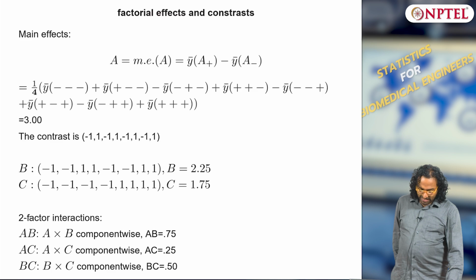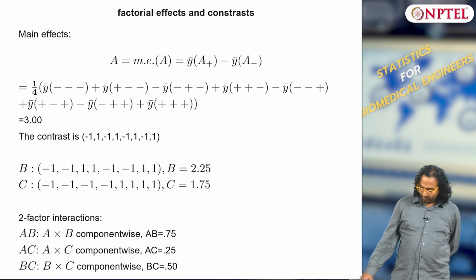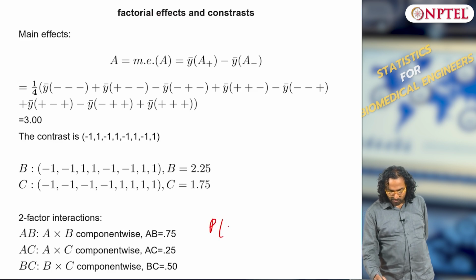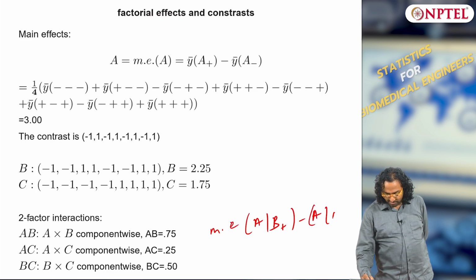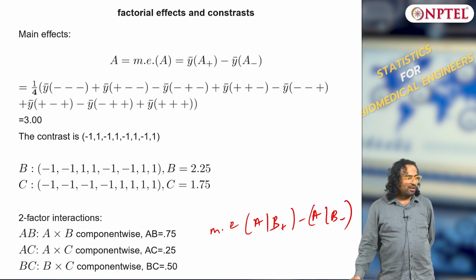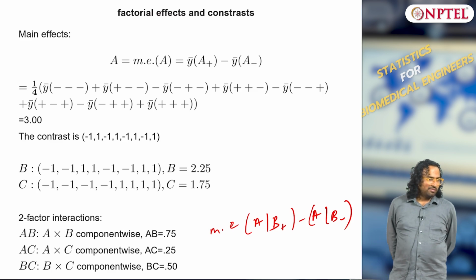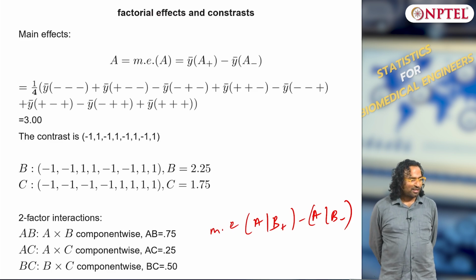Please go and check the AB interaction in a 2 squared design, and what is AB interaction actually? The effect of A given B plus minus A given B minus. Now this is when only 2 factors are involved. How do I include C also in the picture? Should I include C or not? I have to obviously include C.